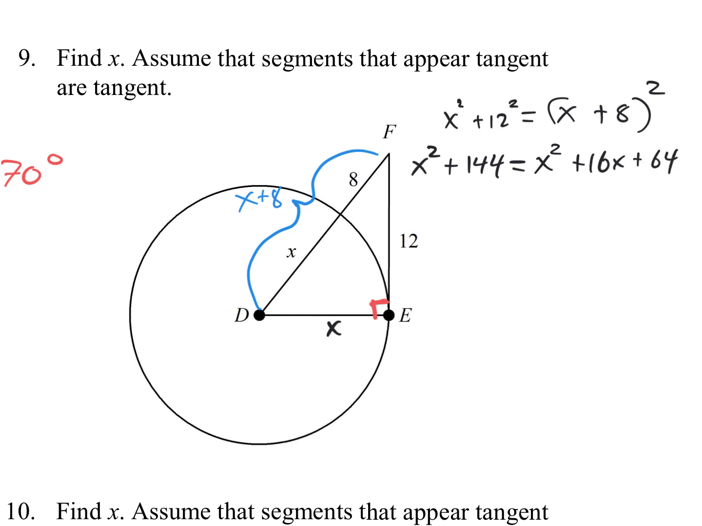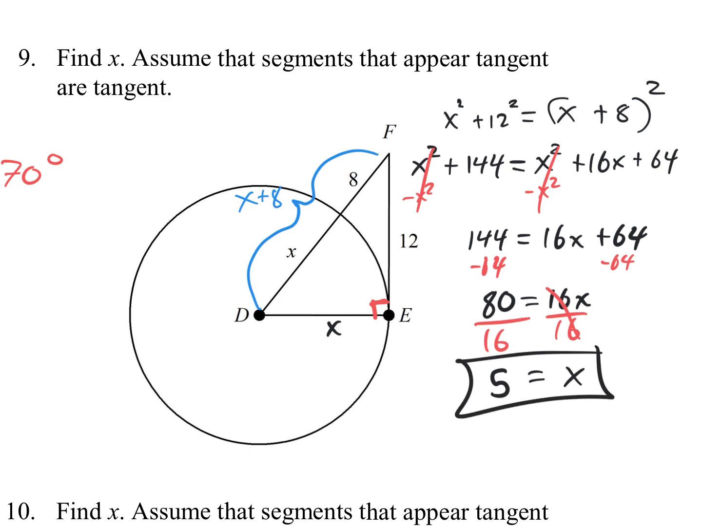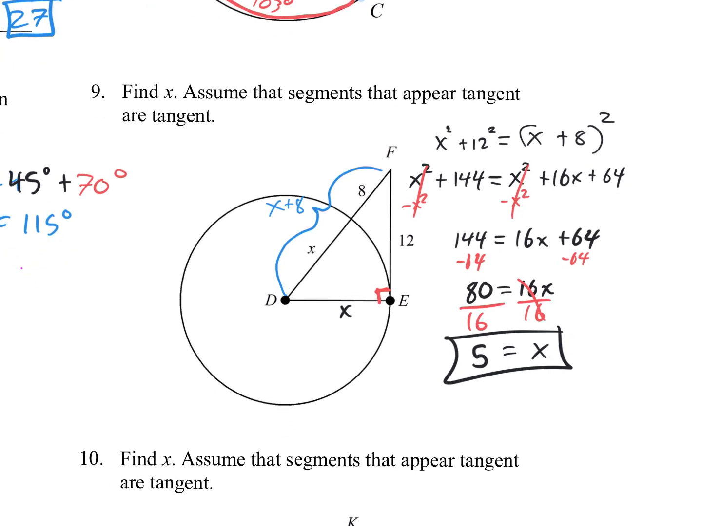Now, there it is. Now you might think, oh no, this is a quadratic. I got to solve a quadratic. Yes, it is a quadratic for now, but it's actually pretty easy because if I subtract x squared from both sides, look, the x squared just disappear. And you're left with a really easy equation. You get 144 equals 16x plus 64. Subtract 64. 144 minus 64 is 80. So you got 80 equals 16x. Now we need to divide both sides by 16. And voila, 80 divided by 16 is 5. So the answer to this question is 5. No big deal. Easy peasy.